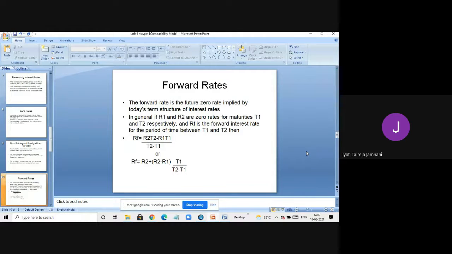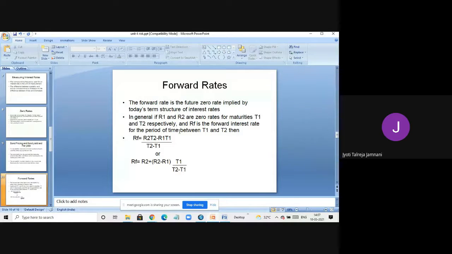Then forward rates. Forward rates are the future zero rates. So if I know the rate for today, 6 months, then I can find the rate for 6 to 12 months. That is, in the future, after 12 months, what would be the rate? If I know the 12-month rate, I can find the 18-month rate. So forward rates are the future zero rates, which are implied by today's term structure. That means by looking at today's interest rates, you can find the future interest rates.